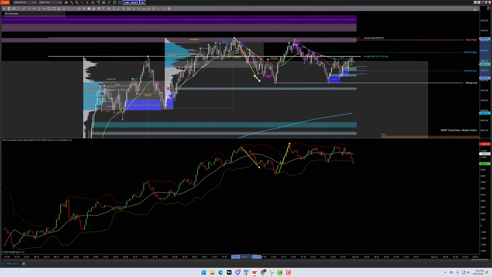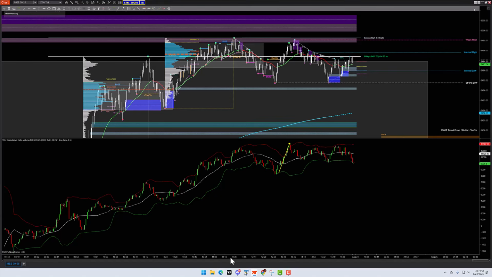Let's get this out of here. I get a change of character. Then I get a break of structure. What do we anticipate after a break of structure? Retrace. We retrace right to the 21. We're back in value. Then I get another break of structure.